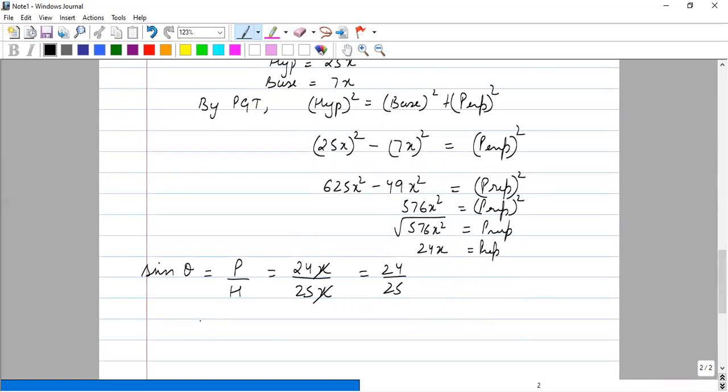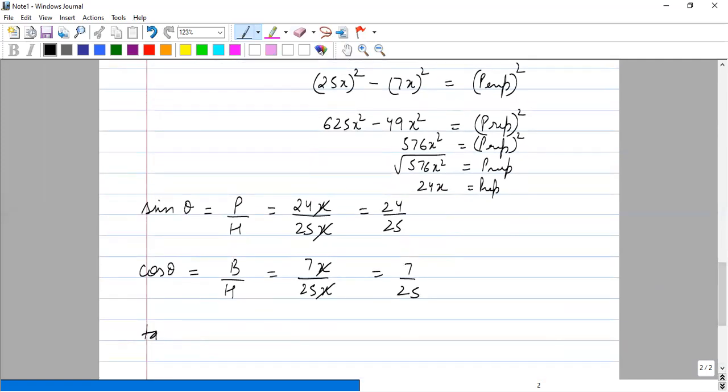The next ratio, cos theta. Cos theta is base upon hypotenuse. Base was 7x. Hypotenuse, we also had previously, 25x. X cancels, cos theta is 7 by 25. The next ratio is tan. Tan theta is perpendicular upon base. Perpendicular we have 24x. Base we have 7x. Therefore, it is 24 by 7.